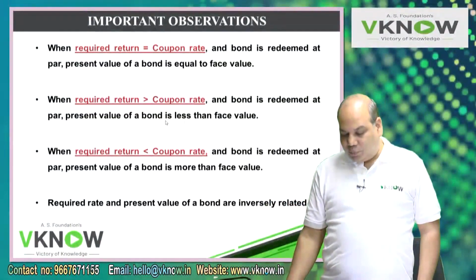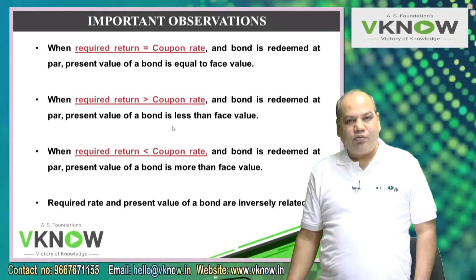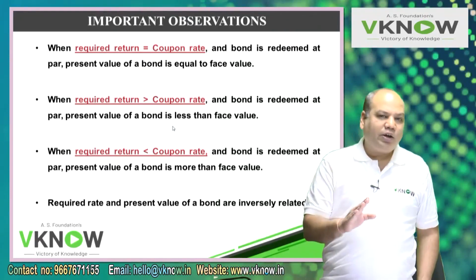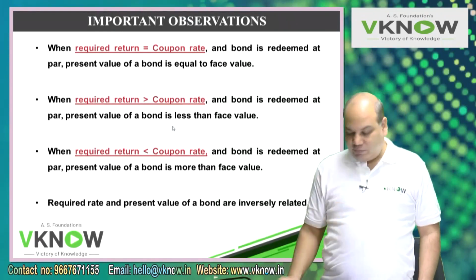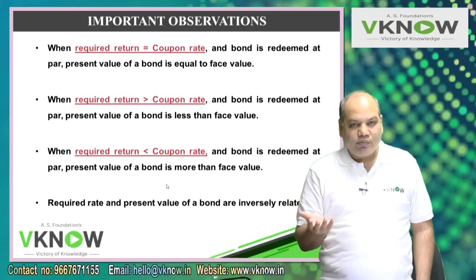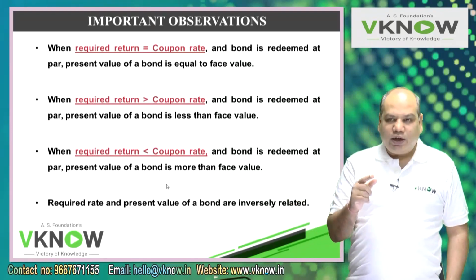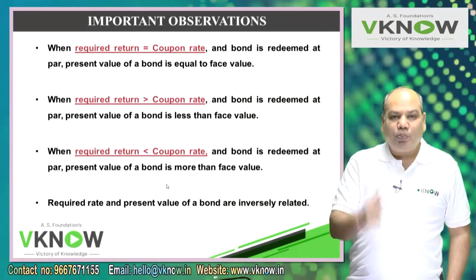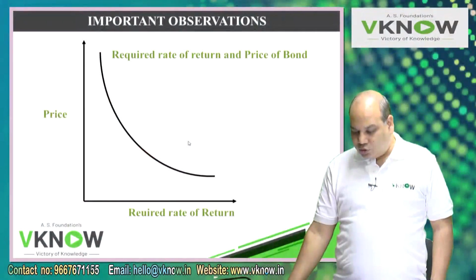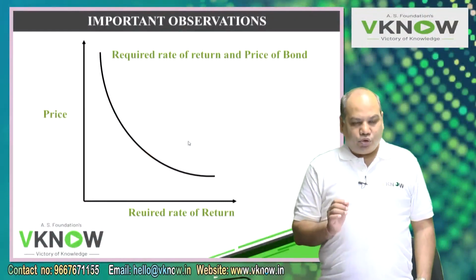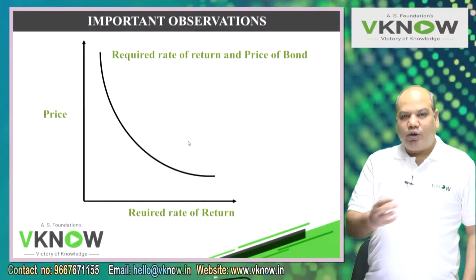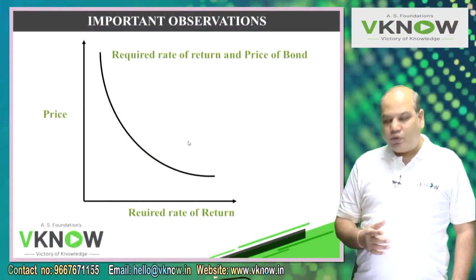And if a bond is trading below its face value, you understand that its required return will be more than the coupon rate. Or in a question where the bond is trading above its face value, you understand that its required return is below the coupon rate. Now I am going to draw a diagram also to understand the relationship between the required rate of return and the present value of the bond.